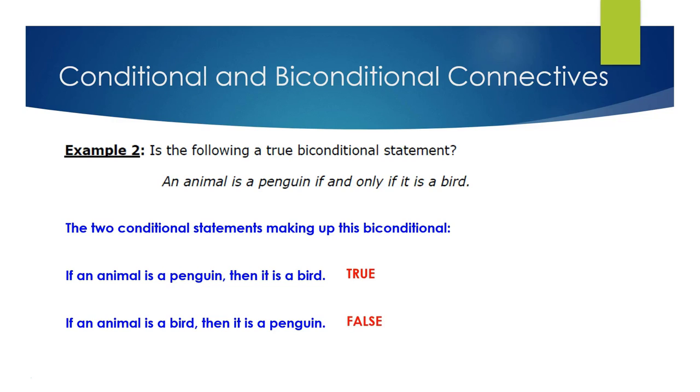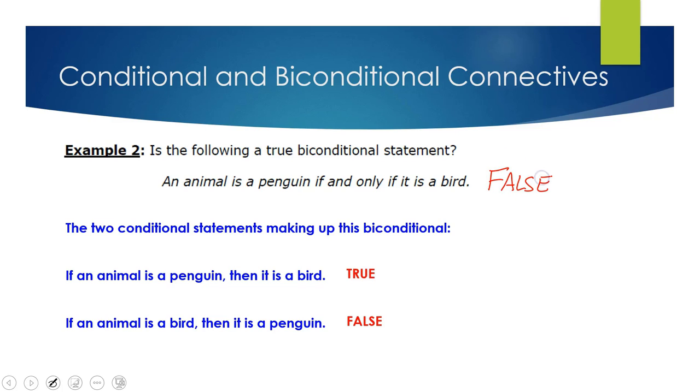That's easy to prove is a false statement because I can name a whole bunch of different birds: robins, ostriches, roosters, emus, whatever you want to call them. There are many different birds that are not penguins. So, obviously, that's a false statement. As a result, this is a false statement.